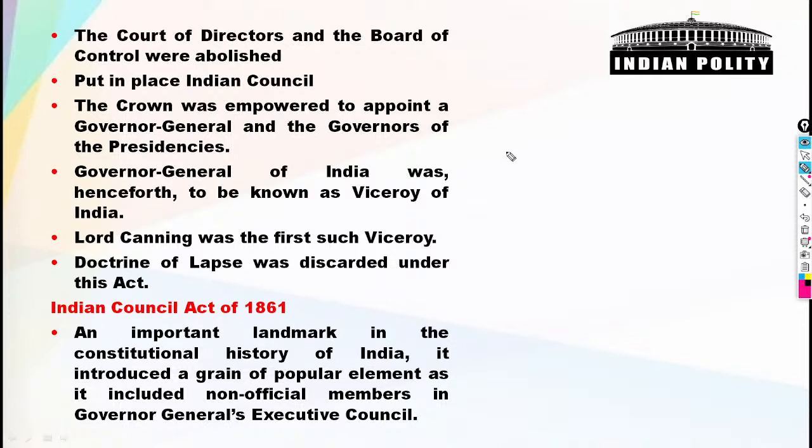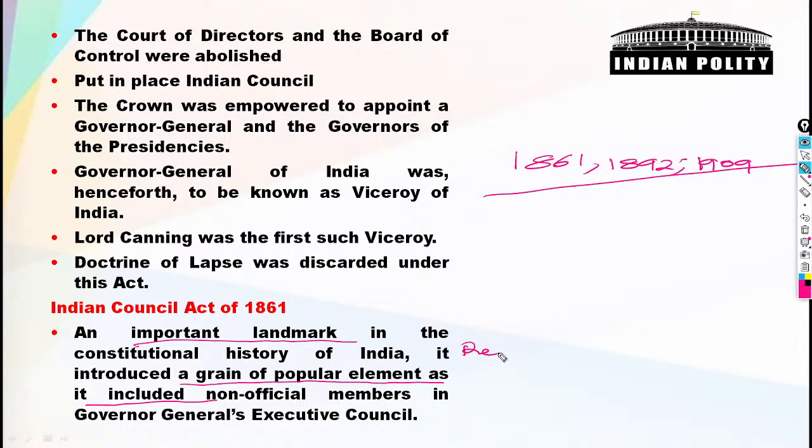Indian Council Acts. There have been three Council Acts enacted in 1861, 1892, and 1909. The first among them is the Indian Council Act 1861. You can see on the screen that the first point of the act is that it is an important landmark in the constitutional history as it introduced a grain of popular element, that means it introduced the representative system.